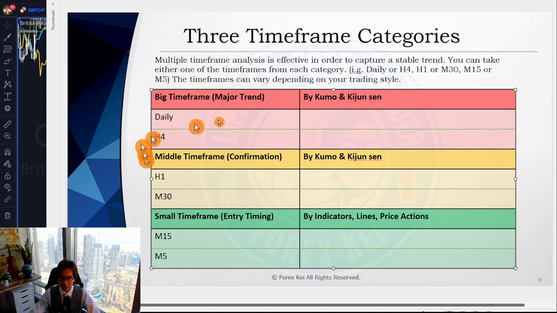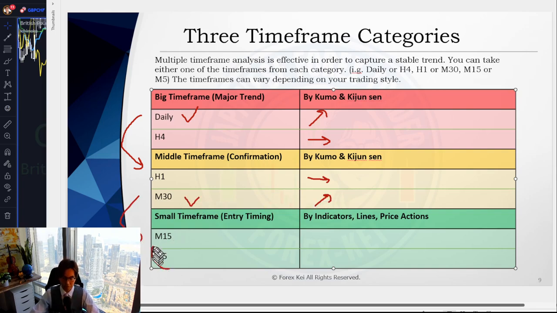So again, I get this question many times, so just a reminder. Let's say daily is up and 4 hours is flat, then I take the daily time frame to follow and then get the confirmation on either 1 or 30. Let's say 1 is flat and 30 is up. I take 30 and then look for entry timing on M5 or M15.